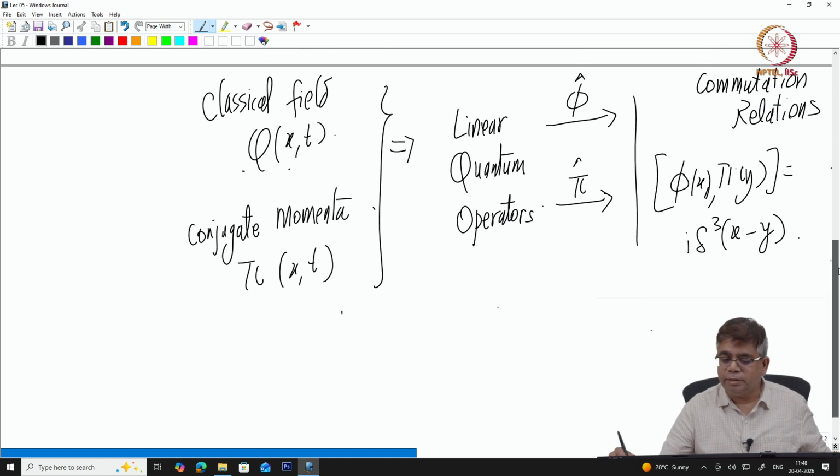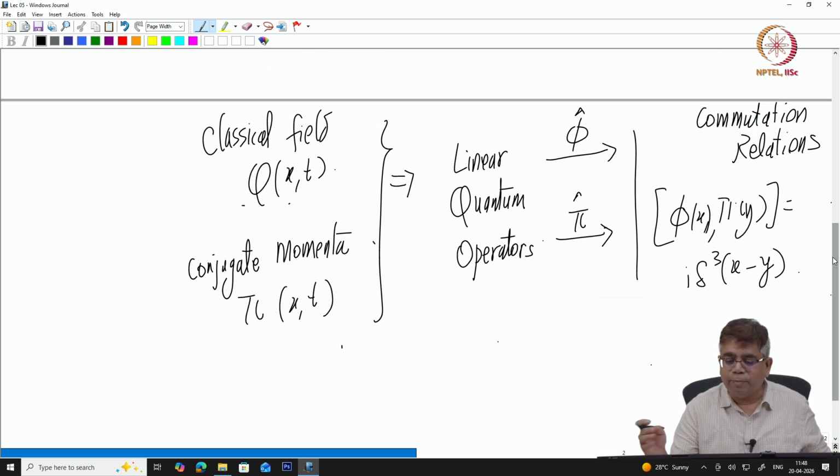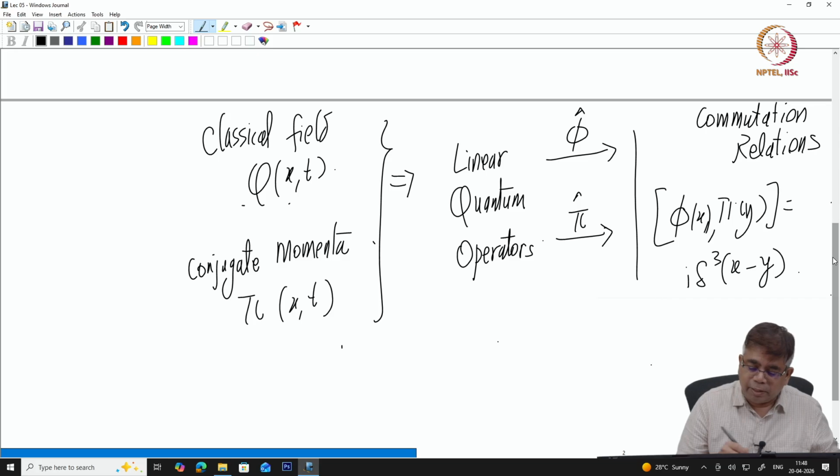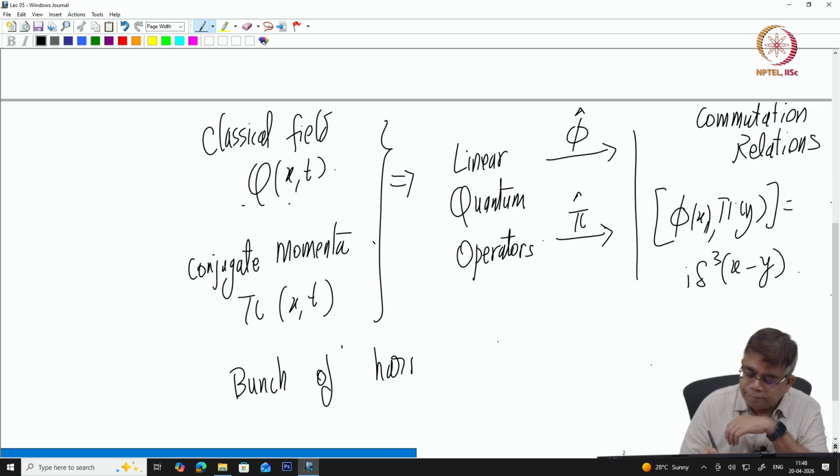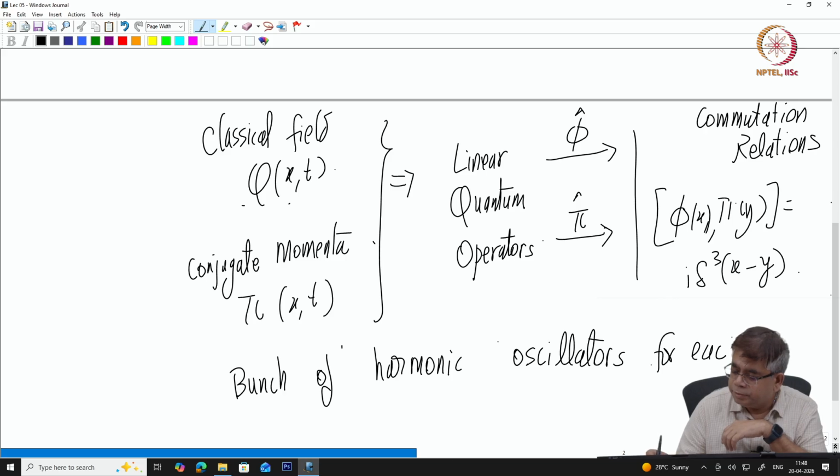So what is happening? We essentially started with a classical field, wrote the Hamiltonian equations of motion, and considered phi to be a bunch of quantum dynamical variables, and then we expressed it in terms of the Fourier transform, and so we ended up with this. And in doing this, we ended up with a bunch of harmonic oscillators, one for each momentum mode essentially.